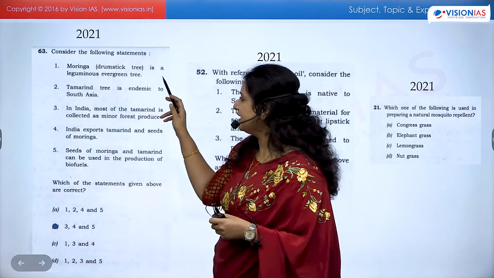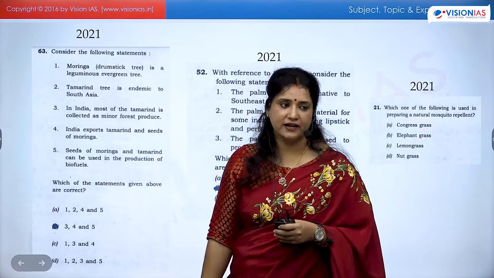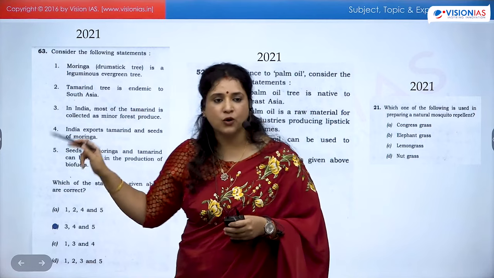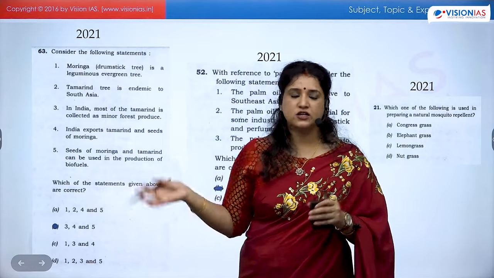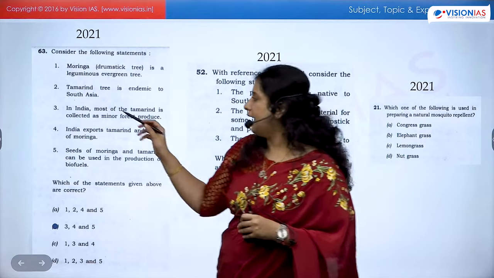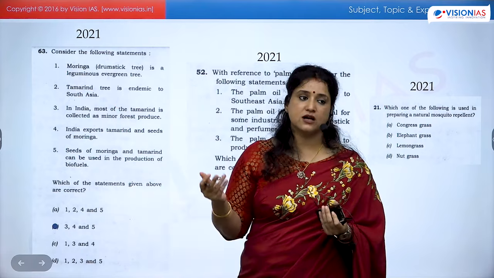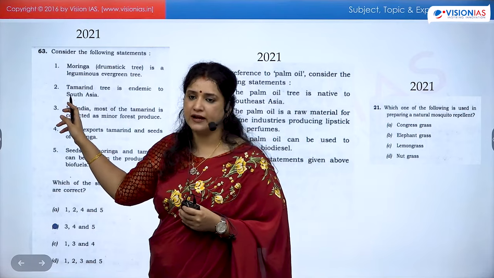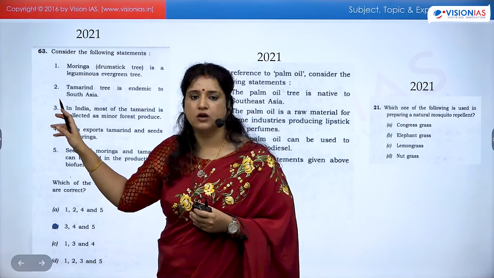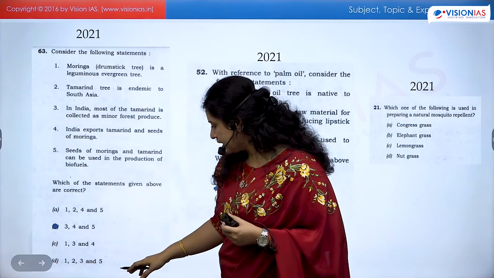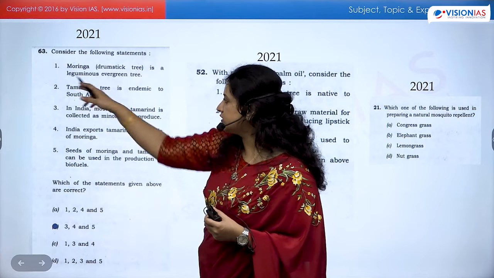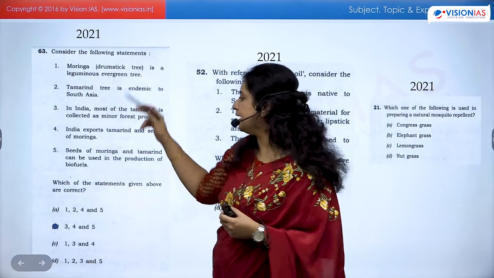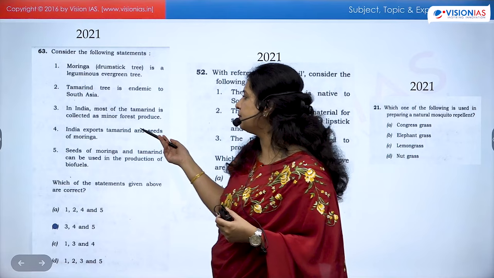So the question is saying it is a leguminous evergreen tree. This is a very tough question. In fact, finding its answer took us so long because all the research papers were talking about one thing or another, and to find that it is not leguminous, it is misunderstood as a leguminous tree, but it is not. You don't expect normal aspirants to crack this question unless you are from a botany background. The answer rested on the first statement only. So it was either 3, 4, 5 or 1, 3, 4, because we were able to eliminate some of the other statements. Let's see some of the other statements.